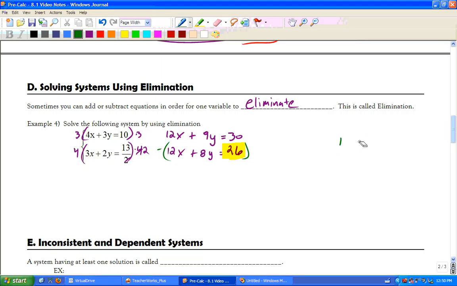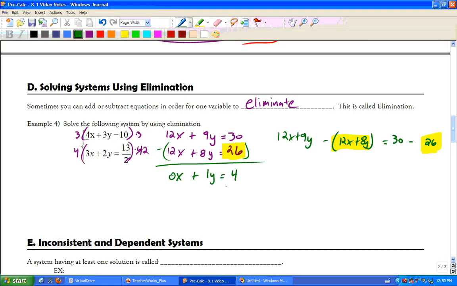Process-wise, you don't typically write that all out. You just kind of subtract them. 12x minus 12x is 0x, plus 9y minus 8y is 1y equals 4. In other words, y equals 4.